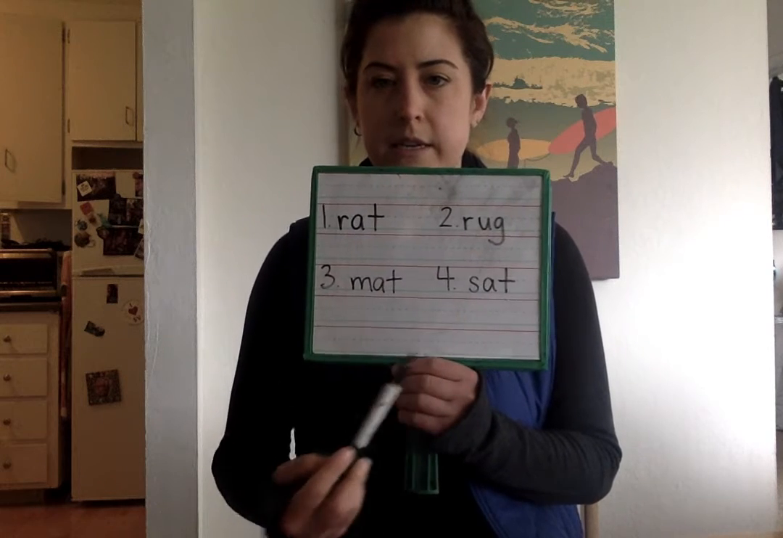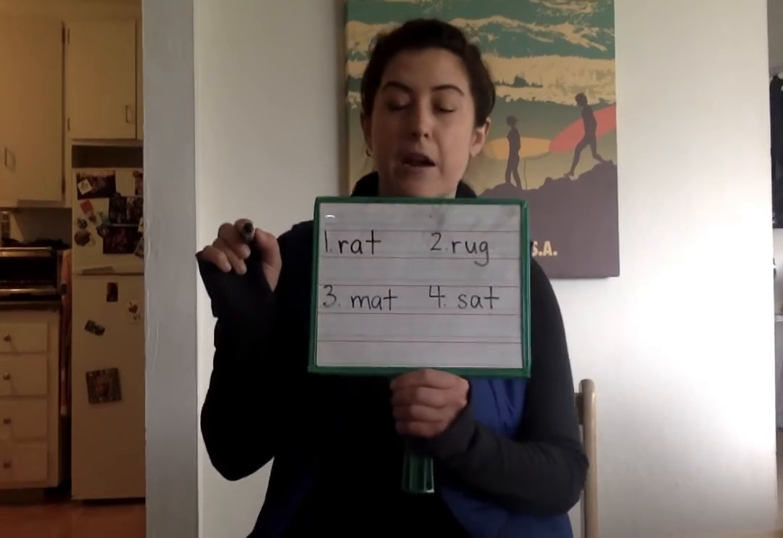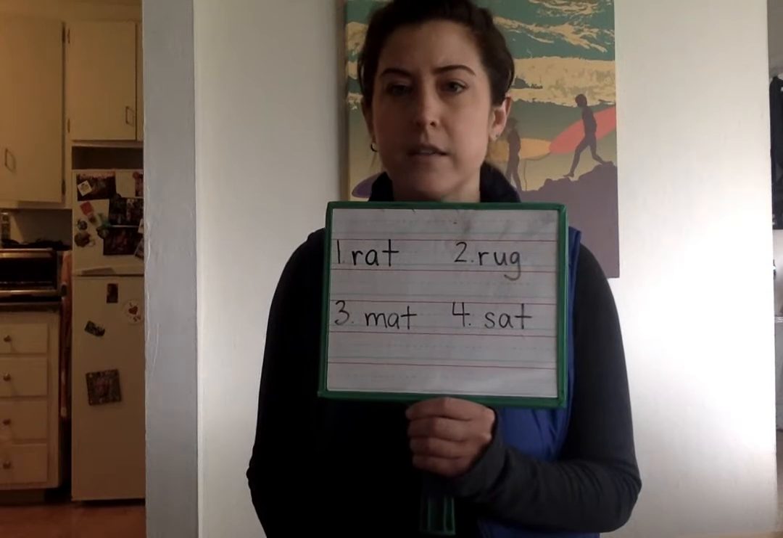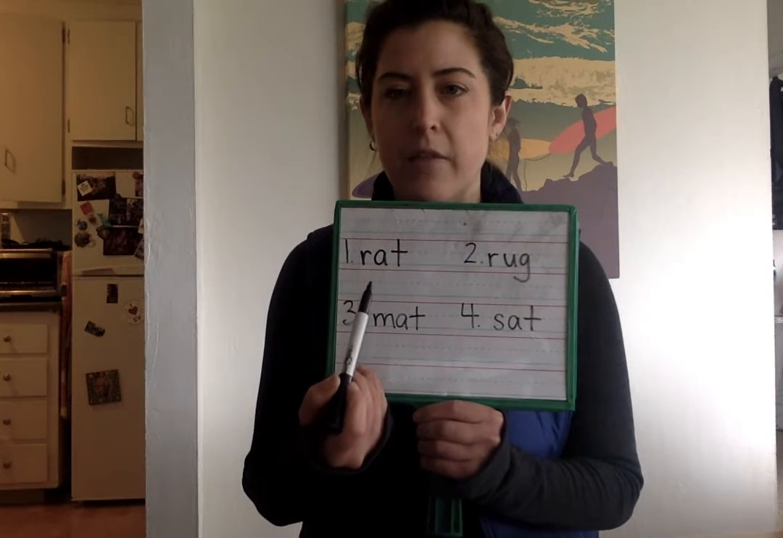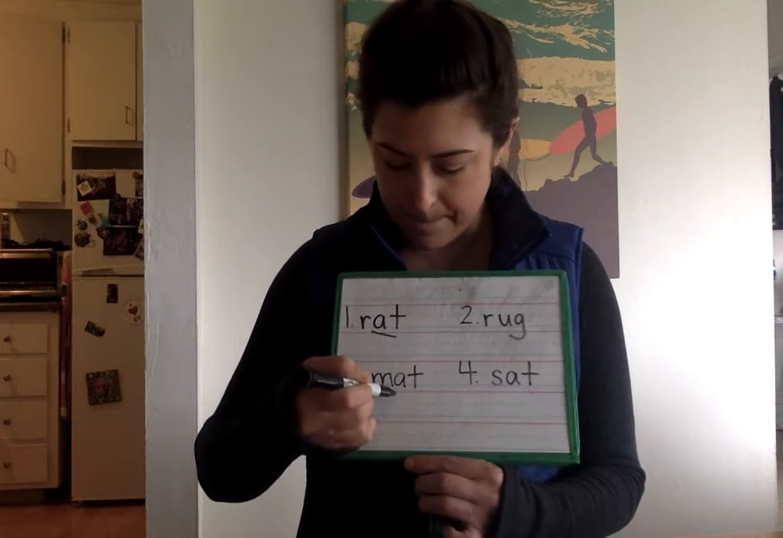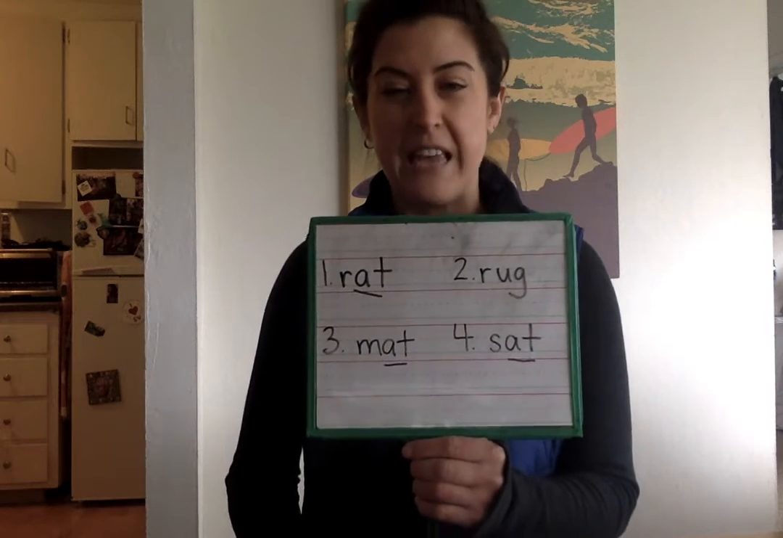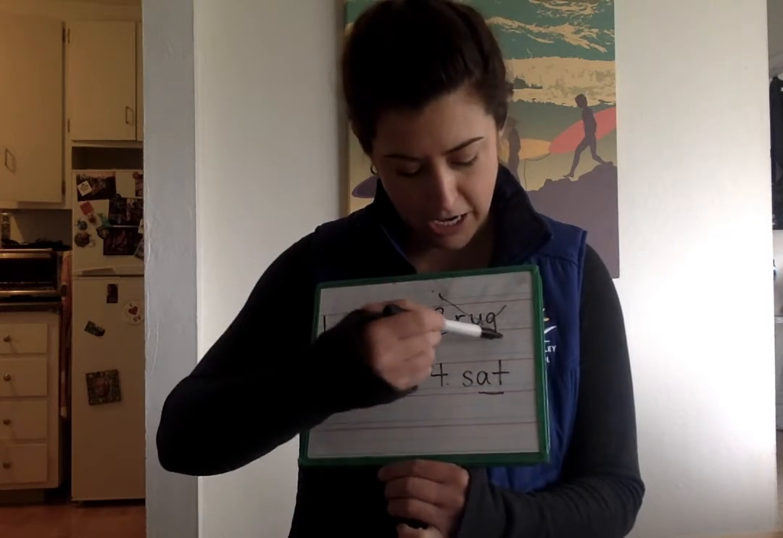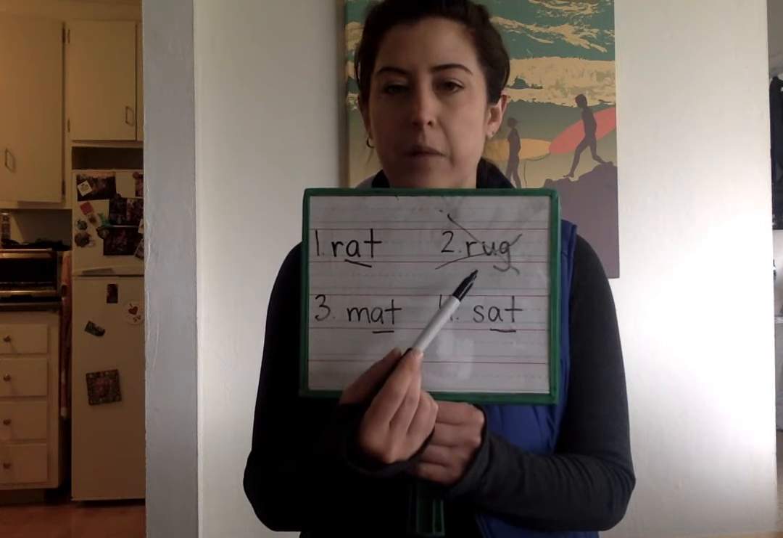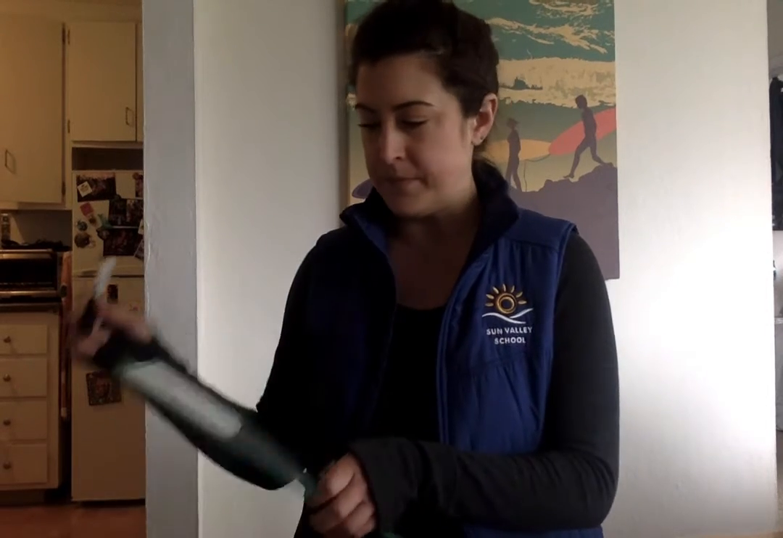Which one is it? Now you might come up with a different answer than what I had in mind. And if you have a good reason for why it doesn't belong, that's awesome. Something I didn't even think of. But my idea was that rat, mat, and sat are all part of the at family, but rug is part of the ug family. So rug did not belong because it was not part of the at family.